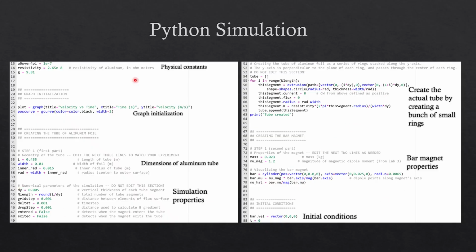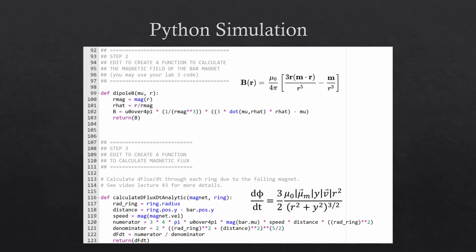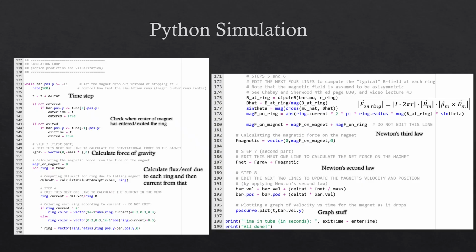All of this code basically just sets up the simulation, generating things like the physical constants, dimensions of the aluminum tube, and also the ball magnet properties. Then this section of the code calculates the magnetic field at any point in space due to a dipole, while this bottom section here calculates the change in flux for any given piece of the tube. Then this is the most important part of the code.